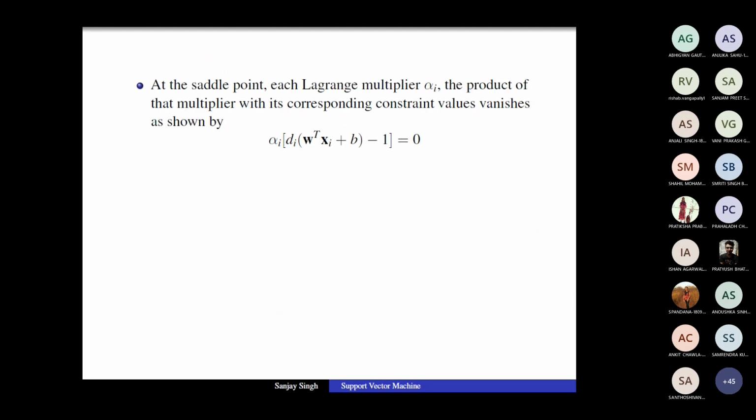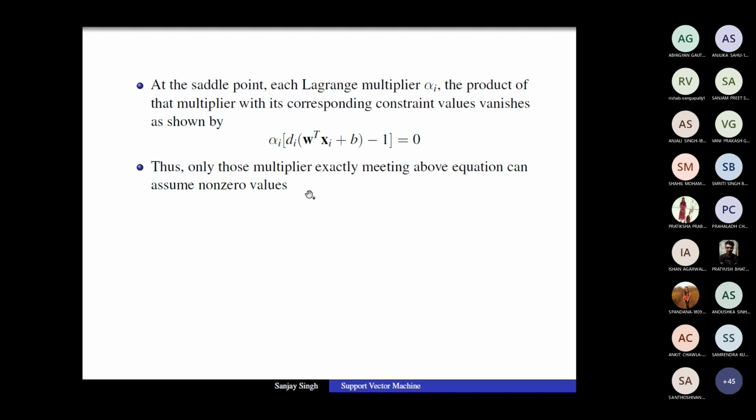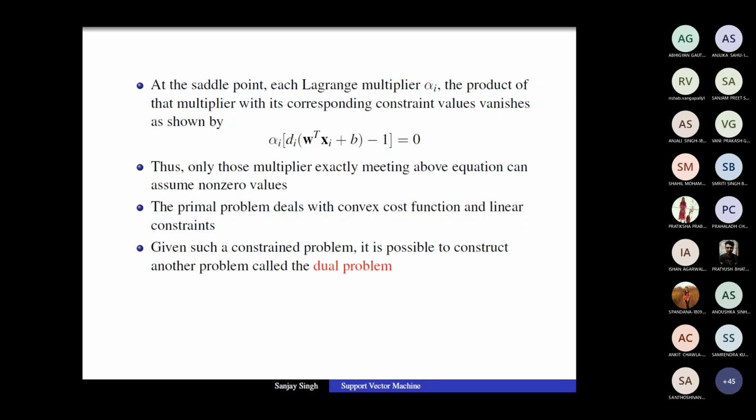At the saddle point, meaning the stationary point, for each Lagrange multiplier alpha, the product of the multiplier with its corresponding constraint vanishes. Only those multipliers exactly meeting the above equation can assume non-zero values, otherwise not. So the primal problem deals with a convex cost function and linear constraints, as we have seen. Now, given such a constrained problem, it is possible to construct another problem called the dual problem.